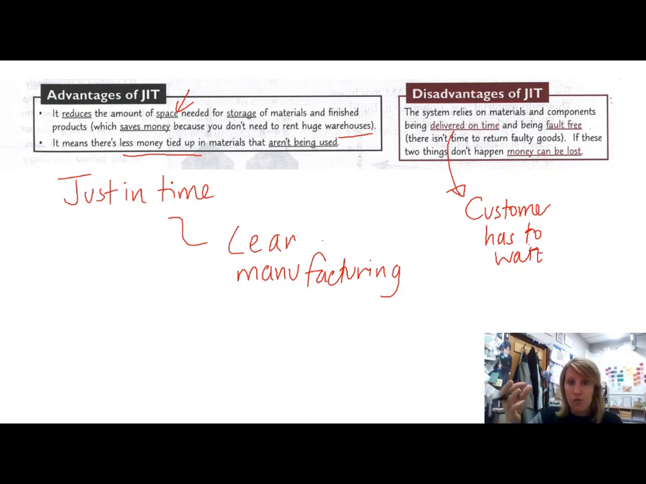You need to make sure that your products are made to a high standard, being fault-free, because, you know, if you wait that amount of time for a product to come, you want it to be of high quality. So advantages of just-in-time tie really nicely with lean manufacturing. It's all about reducing cost and maximizing efficiency.